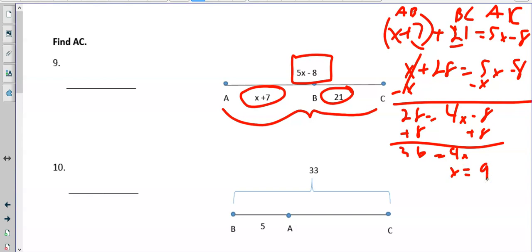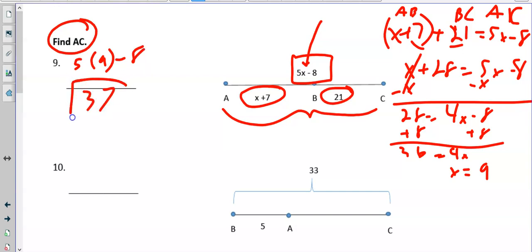X is 9. Now remember, it says find AC. Well, all I have to do is plug in 9 right here. So 5 times 9 minus 8. Well, that's 45 minus 8. So that's 37. I could have technically plugged it in here. 9 plus 7, okay, is 16. And add 16 to 21, and yes, I'd get 37.